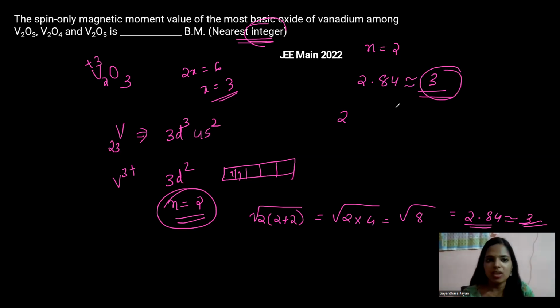If the magnetic moment is 2 point something, the nearest integer is the next number, that is 3. So 3 Bohr magneton is the correct answer. Hope this question is clear to you. You have to apply some concepts while solving this question, as this is a JEE Main 2022 question. It is a somewhat application level question. This is how you have to approach such problems.